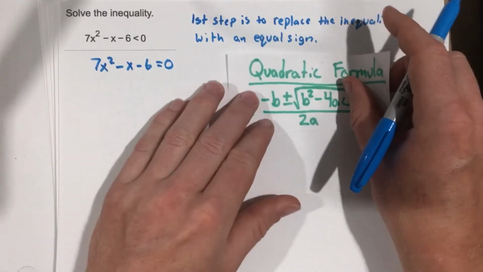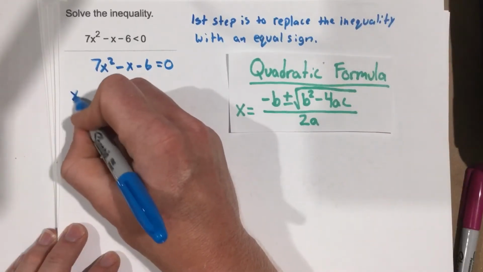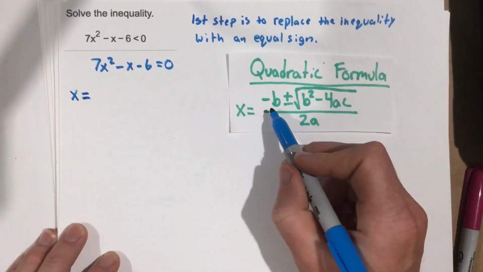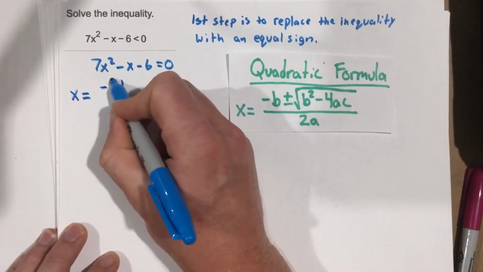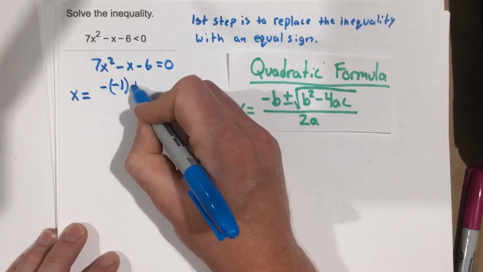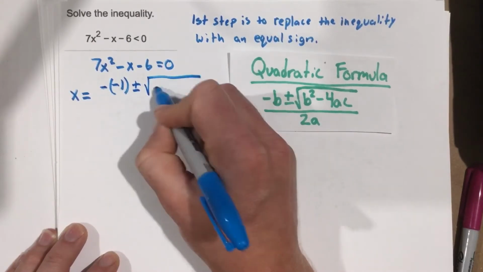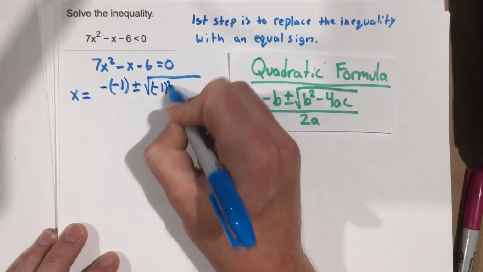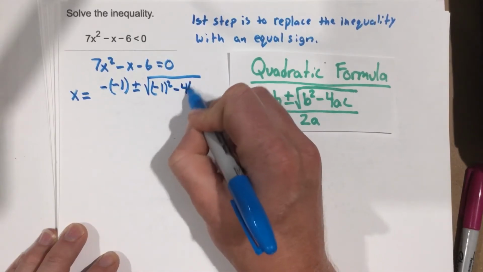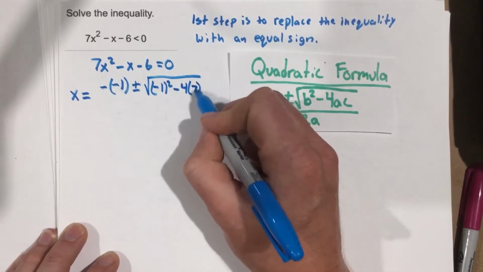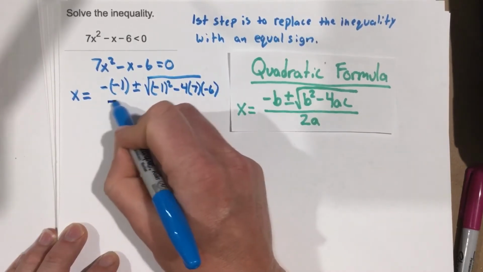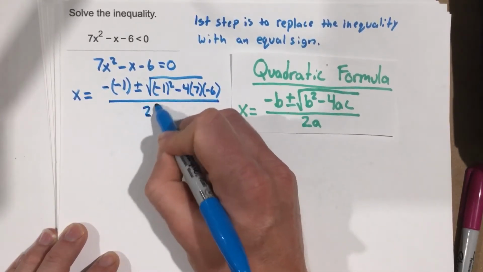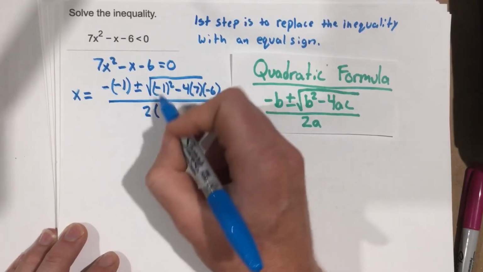Let's pull the quadratic equation out, and we can say that x equals negative b, so that's negative, negative 1, plus or minus root negative 1 squared minus 4 times a, which is 7, times c, which is negative 6. And that's all going to be over 2 times our a value, which is 7.